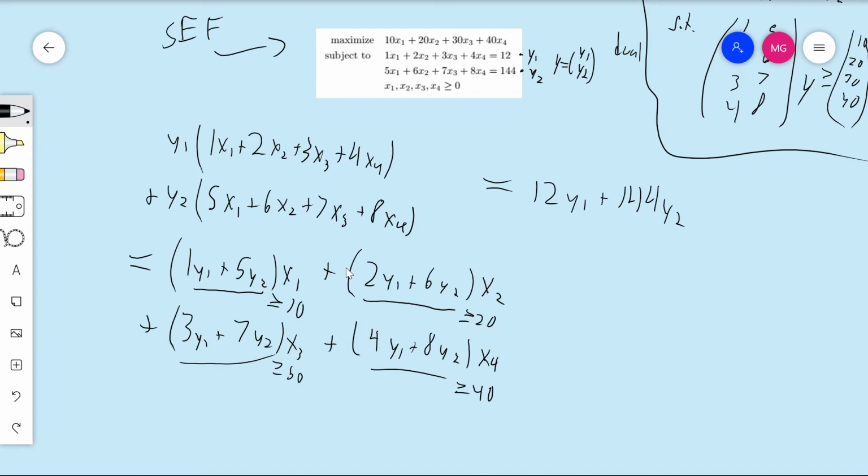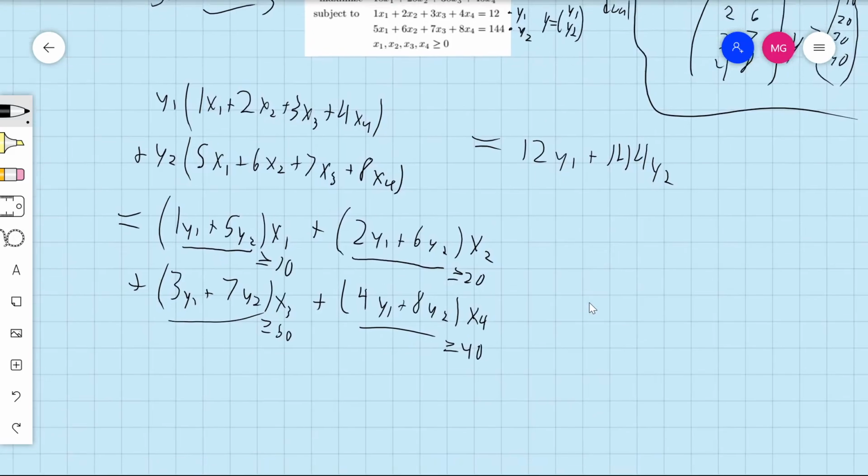And that suffices because the x1, 2, 3, and 4 are all non-negative, as you can see above, because we're in standard equality form. So we won't have any sign errors. So then overall, this entire thing will be larger than the objective function.